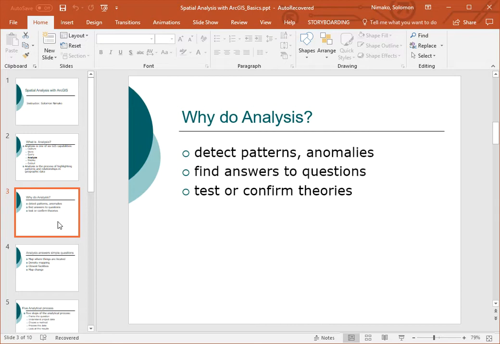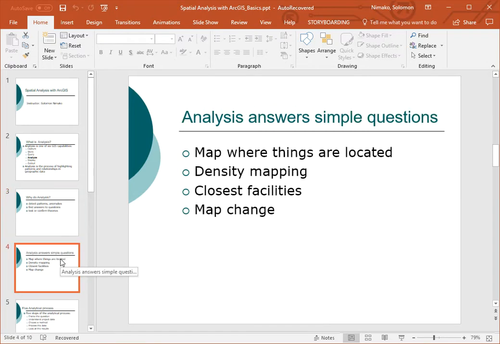So if somebody wants to find the closest place to a fire station, or wants to see where should I put a new pet store, where should I put a new Walmart, where should I put a new gas station, those are all questions that analysis will allow us to perform. So we map where things are located. We use density maps. We can do what we call closest facility. In this case, we normally use it for fire emergency response, or even ambulance services, whereby an incident occurs and you want to find the closest resource.